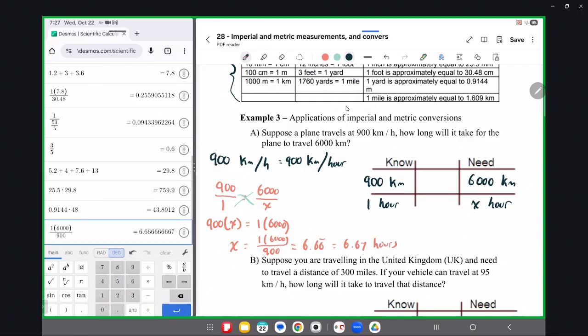So since this is an application question, we will say, therefore, it will take 6.67 hours for the plane to travel 6,000 kilometers at 900 kilometers an hour.